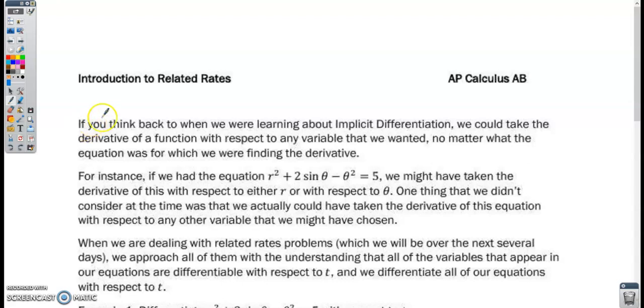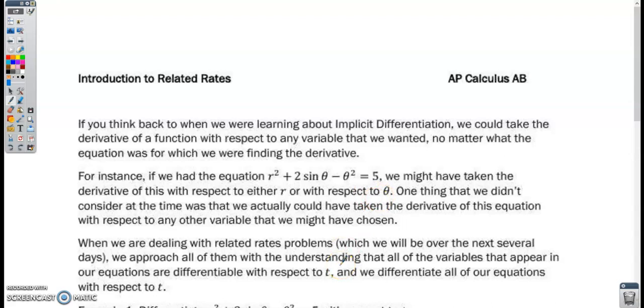So go ahead and think back to when we started learning about implicit differentiation. When we were doing implicit differentiation, we could take the derivative of a function with respect to any variable that we wanted, as long as we applied the chain rule. No matter what the equation was, we could take the derivative for any variable. So if we had the equation r squared plus 2 sine of theta minus theta squared equals 5, we might have taken the derivative of this with respect to r, or maybe with respect to theta. And that's kind of where we were back in those days. We might have taken the derivative with respect to either one of those two things.